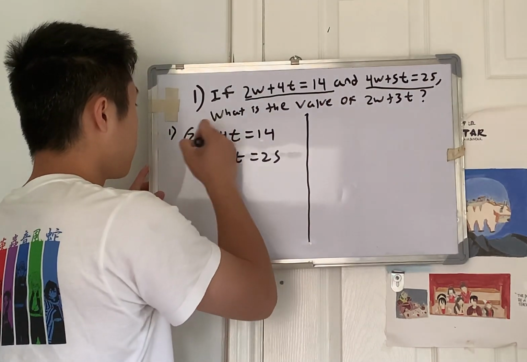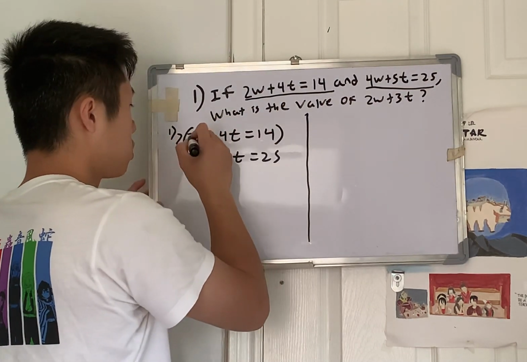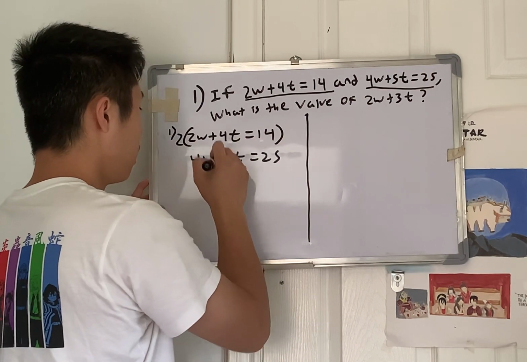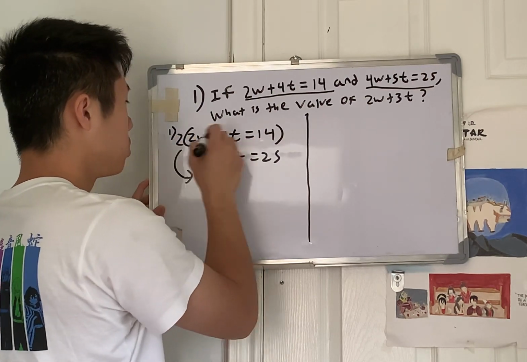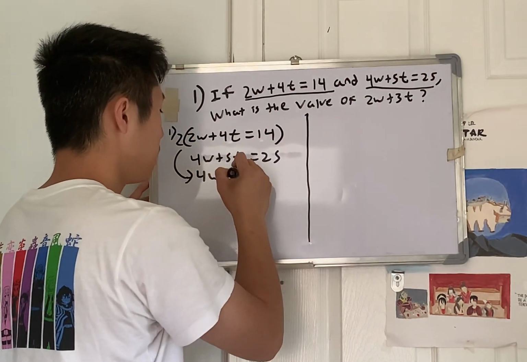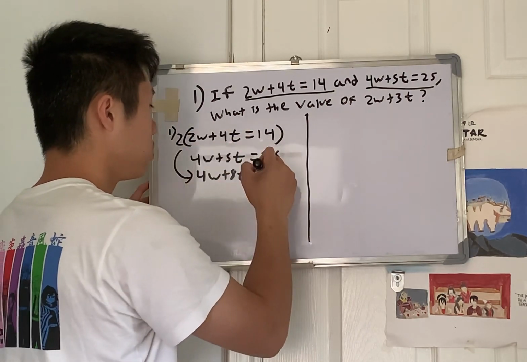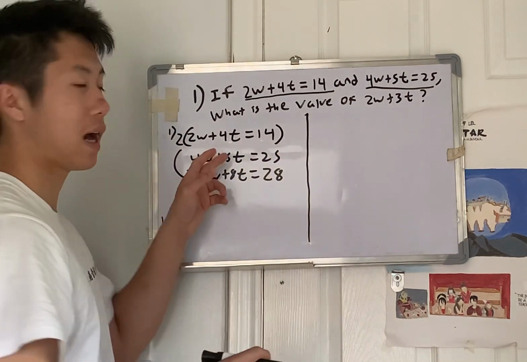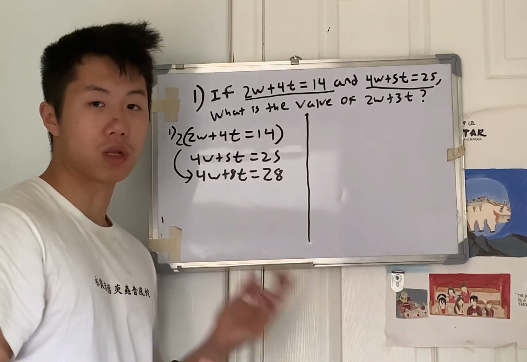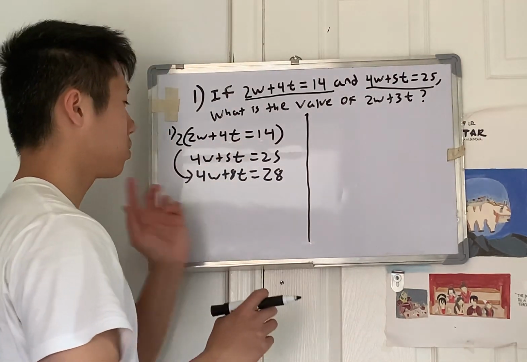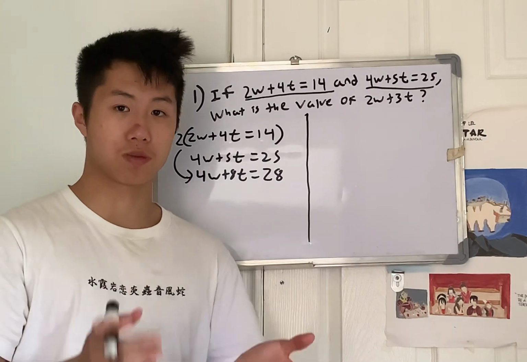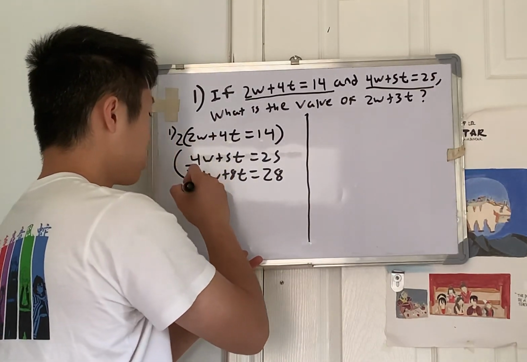Now, what I can do is multiply this top equation by 2. 2 times 2w gives me 4w, and then 2 times 4t gives me 8t, and then 14 times 2 gives me 28. You see how we converted from this equation to this by multiplying both sides by 2. So next, we can use elimination, which is the same as subtraction. So I'm going to subtract the 2 equations.